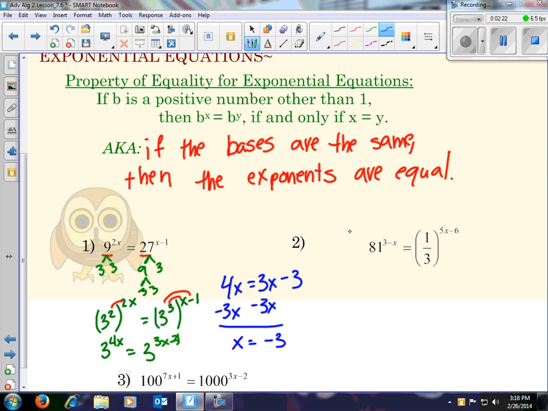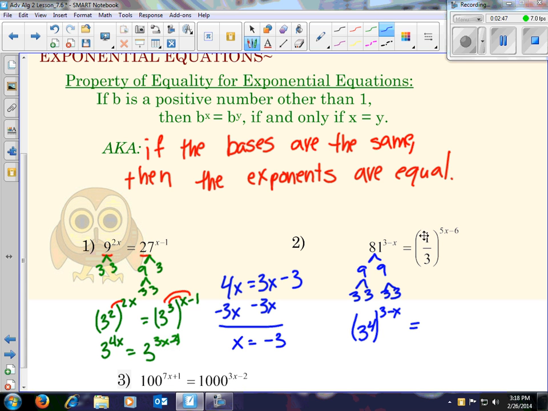So for our next example, I'm going to break this down. First I'm going to break down 81. 81 goes to 9 and 9. Then this goes to 3 and 3, and this goes to 3 and 3. So my base is going to be 3 for 81. So I'm going to have 3 to the 4th power to the 3 minus x equals.